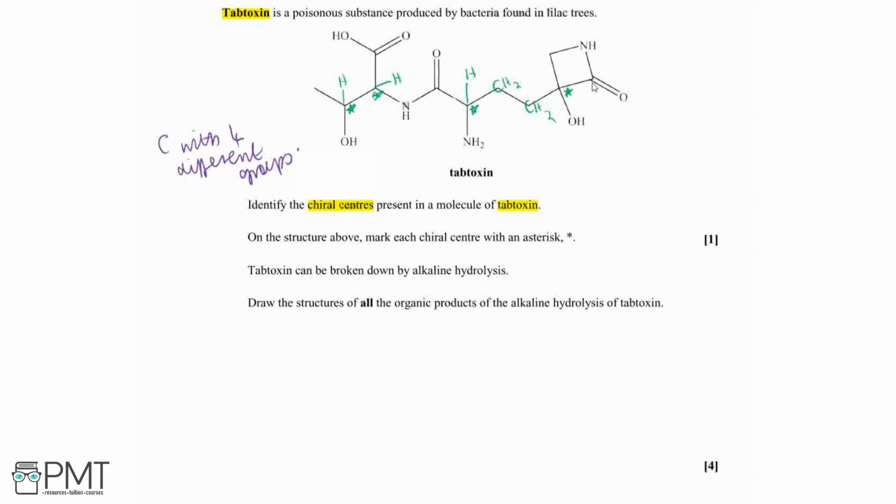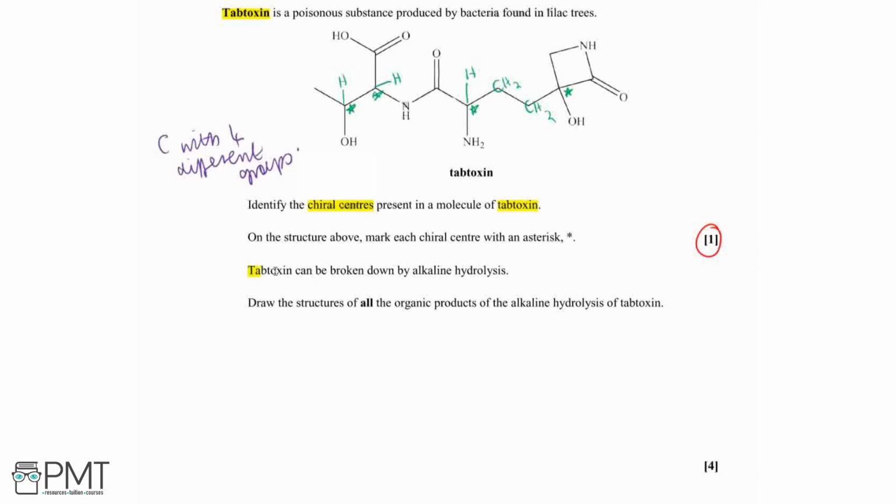Now, the only other carbons we've got will not be chiral. This one, as mentioned, can't be chiral because it's got 2 bonds to an oxygen. And this one here is another CH2, so that won't be a chiral centre. So overall, we've got 4 different chiral centres, and you need to have all 4 marked on with an asterisk in order to get that mark there.